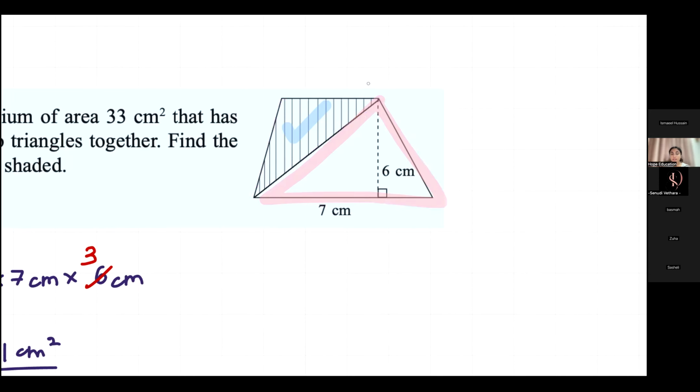And anyhow, why can't you consider it a parallelogram? Because we know these two are parallel, since it's a trapezium, and in a trapezium one pair of sides are parallel. But we don't know that these two are parallel. They have not given anything like that.